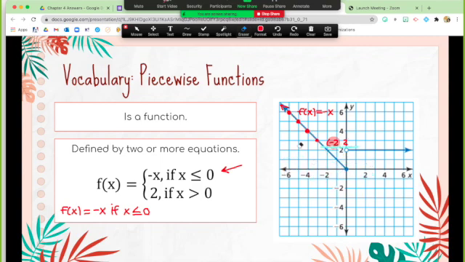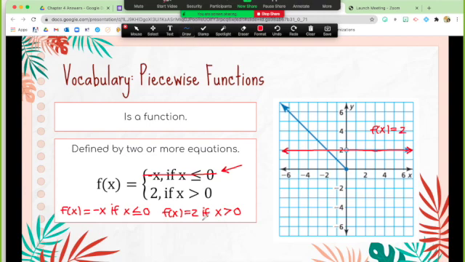Okay, let's look at the other linear equation being created here. So that's the first one. We finished writing out that one. Now the second one here is f of x equals 2 if x is bigger than 0. So we can draw the image here where f of x is equal to 2. This is the image for f of x equals 2.